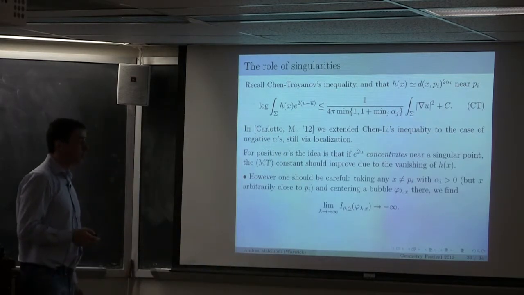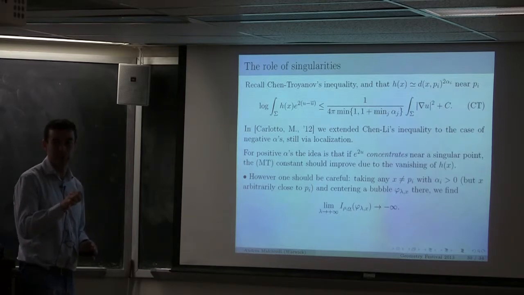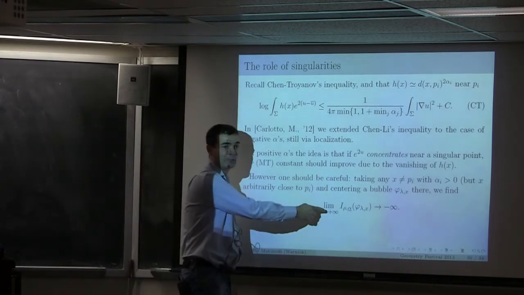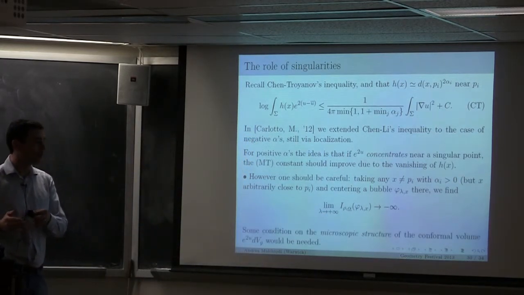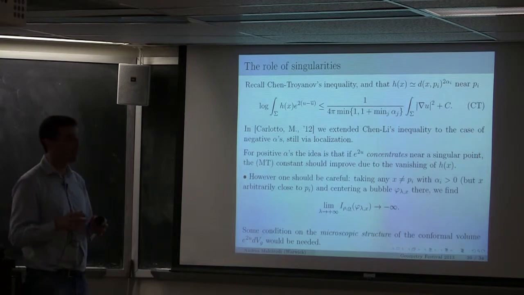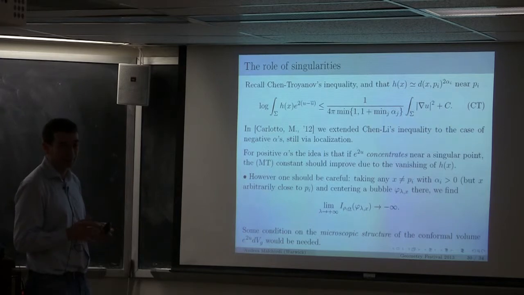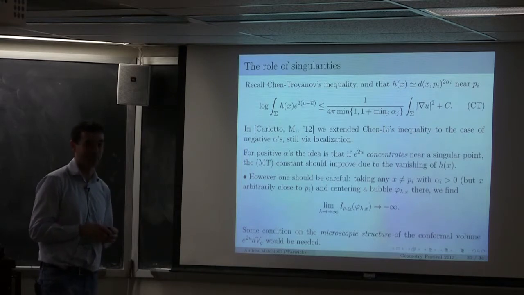Okay, but you should be careful in such a statement, because you might still concentrate a bubble arbitrarily close to a singular point and have the energy go to minus infinity. So you would need to pick up some sort of more refined or microscopic structure of the conformal volume near these singular points. So you want to be more careful. You might expect that something like a center of mass condition could be the right one. That's somehow a nice guess, but it's actually more subtle than just that.